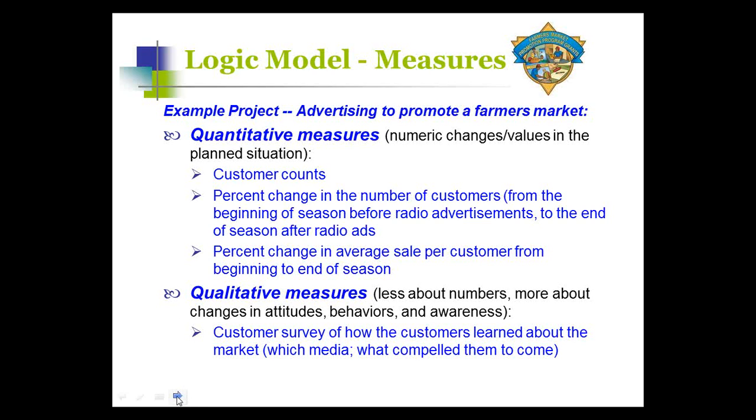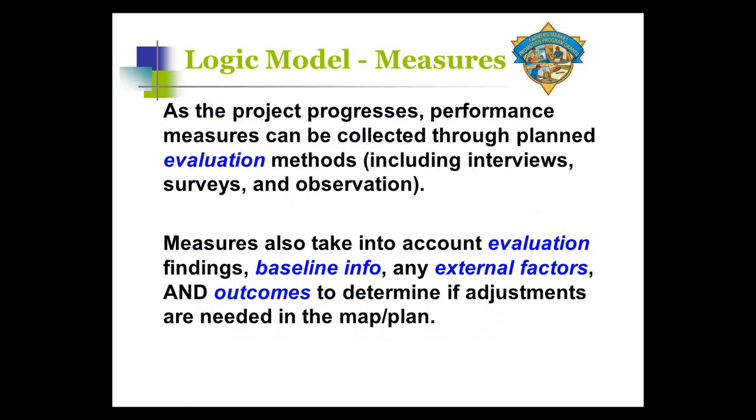Okay, so taking our example as we previously discussed, advertising to promote a farmer's market, one quantitative measure might be consumer counts. How many consumers were counted at the market before the promotional advertisements, and how many after, at the end of the market season or after the first or second radio advertisement was done. Another is the percent change in the number of customers from the beginning of the season to the end of the season. Or it could be percent change in average sales per customer. Qualitative, again, is less about numbers, but might be a survey about how customers learned about your market. So these are just some examples that we thought may be helpful when you're beginning to work on your logic model.